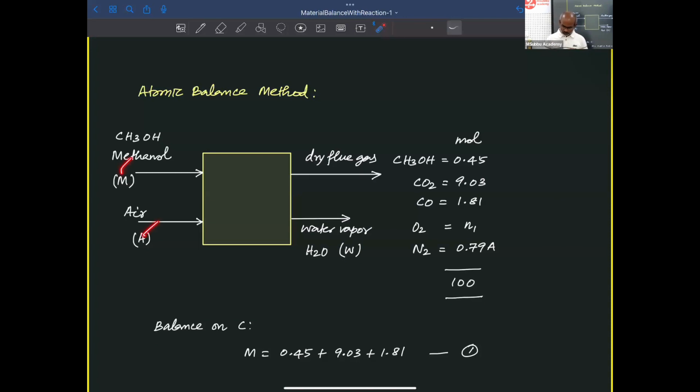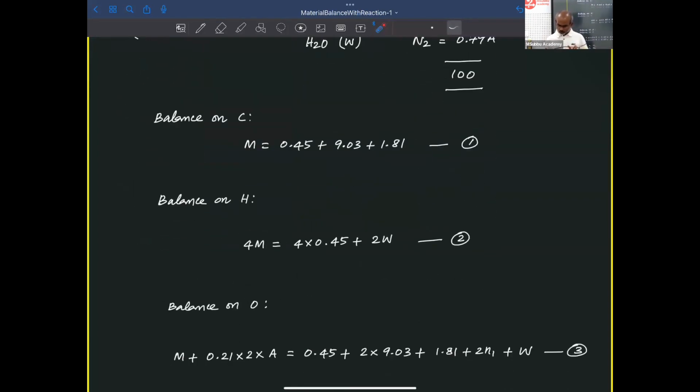There are M, A, W, that is methanol entering, air entering, and water leaving, as well as O2 leaving. Of course, this N2 leaving is also unknown, but it is available in terms of A. 79% of A is N2. So in that way, we can say there are only four unknowns. How many balances can we make? Theoretically, we can make four balances. One on C, one on H, one on O, and one on N2, or one on N. Okay, whatever.